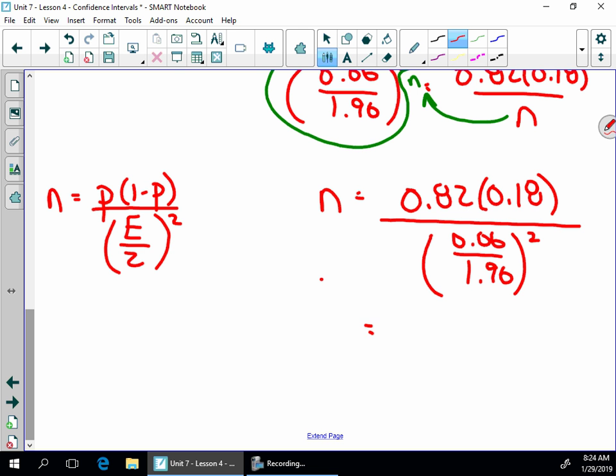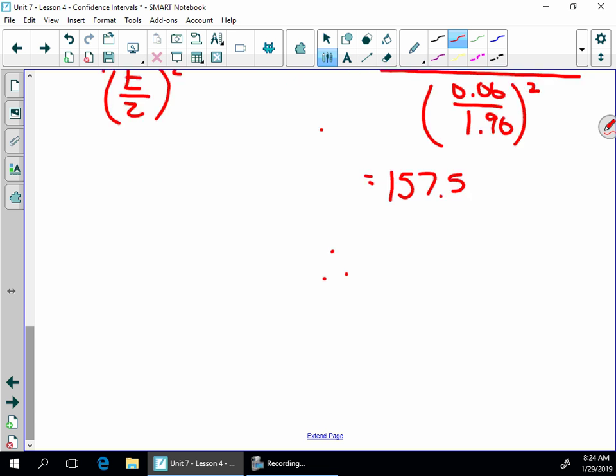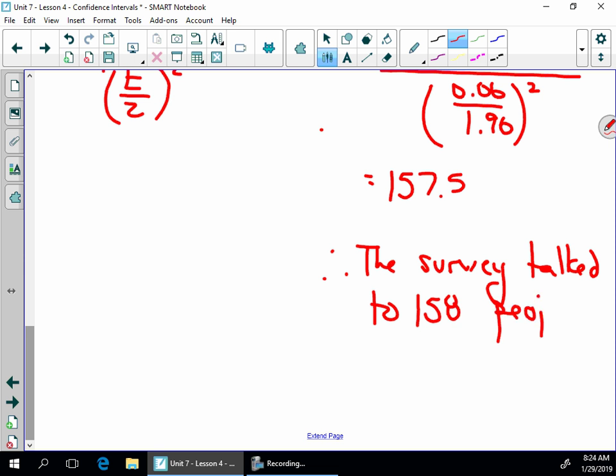And when you type into your calculator, be careful to use brackets. You should end up with 157.5, or if you round it off because it's people, a survey talked to 158 people. So we can find a margin of error, or we can use the margin of error to find how many people we actually talked to, a survey size. So that's our first two ideas.